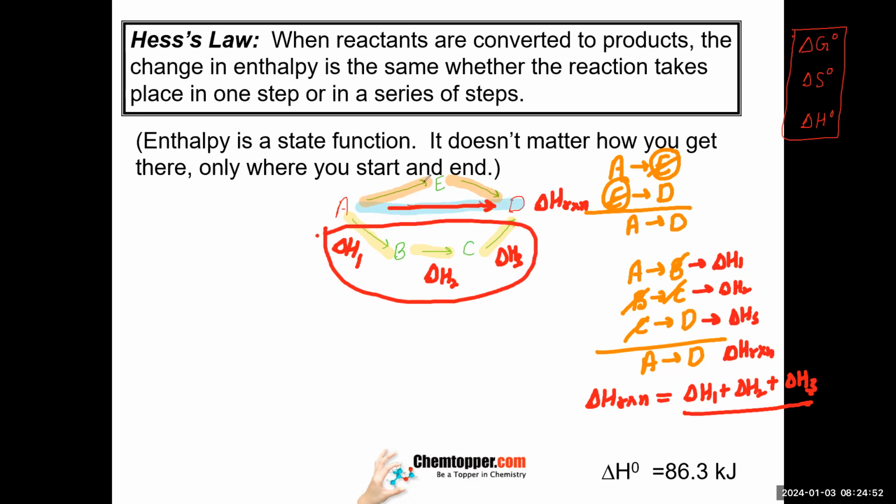Now let's see from A to E. Let's say A to E is delta H4, E to D is delta H5.